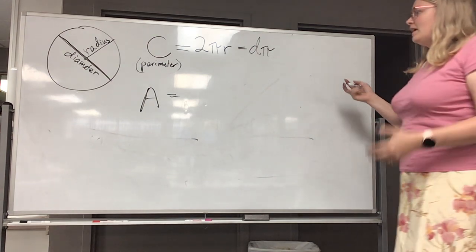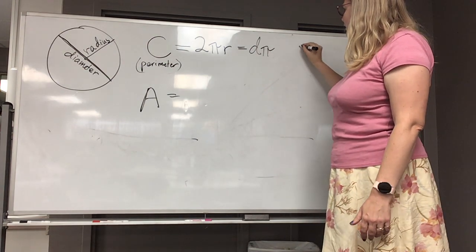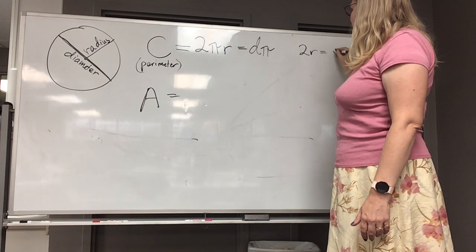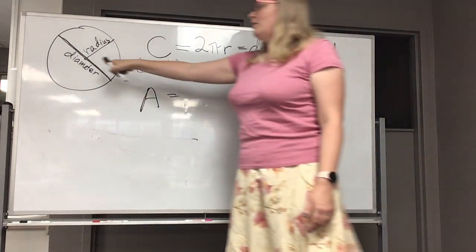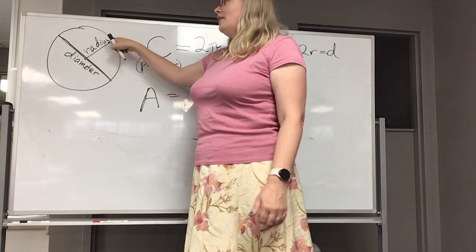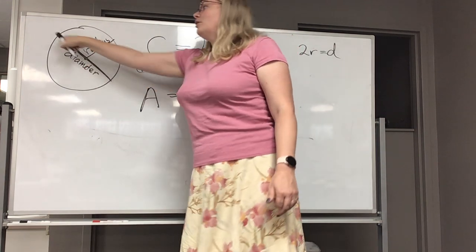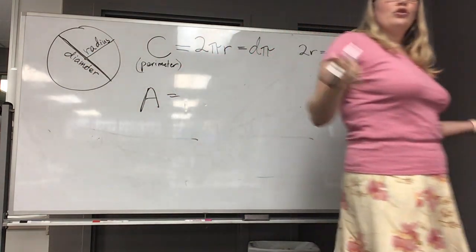The thing that you need to be aware of more than anything else is that 2 radiuses makes 1 diameter. Because remember, radius is the distance from the center to the outside. Diameter is center to outside in both directions, so twice as long.